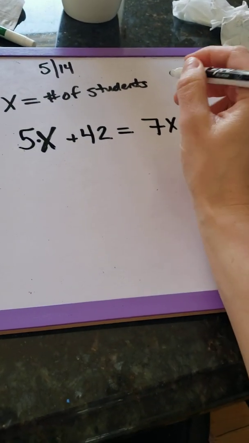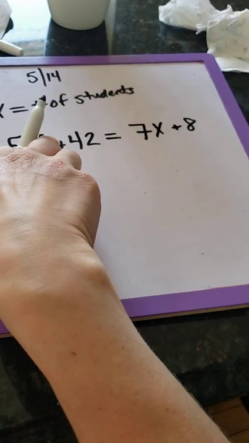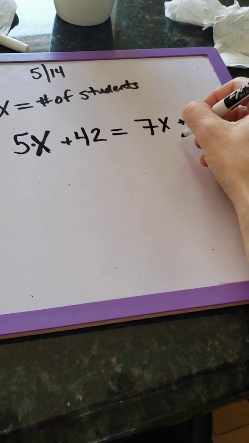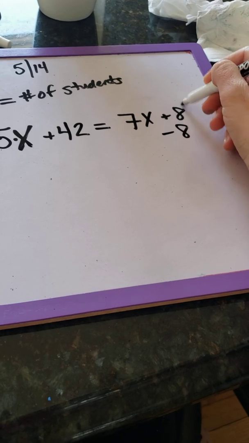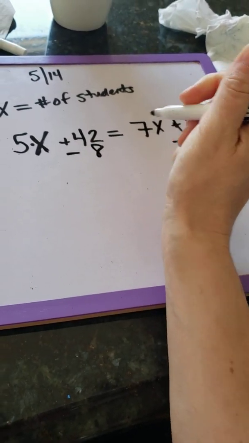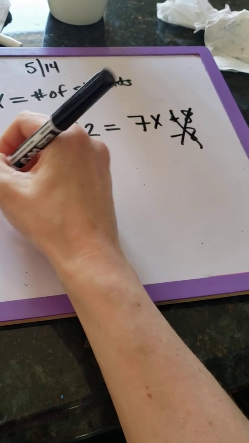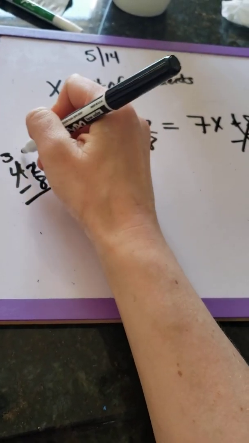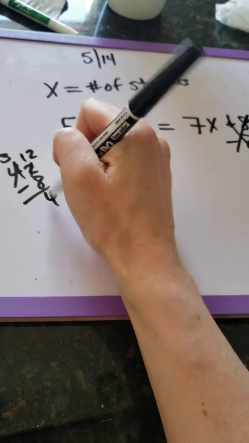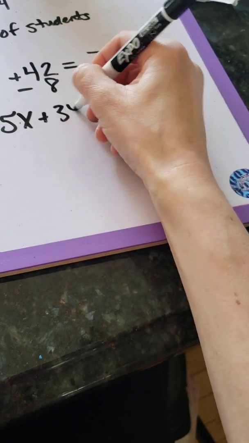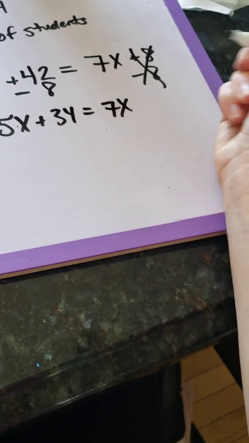So my job now is I need to get all the numbers by itself and all of the variables by itself. So to do that, I'm going to take an 8 away from this side. It cancels it out. And I'm going to take an 8 away from 42. So 42 minus 8, I would cross out the 4, make it a 3. This becomes a 12. 12 minus 8 is 4, and bring down my 3. So now I have 5x plus 34 would be equal to 7x.